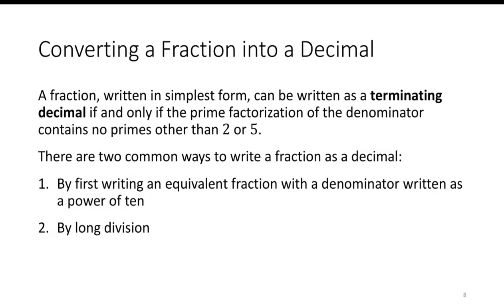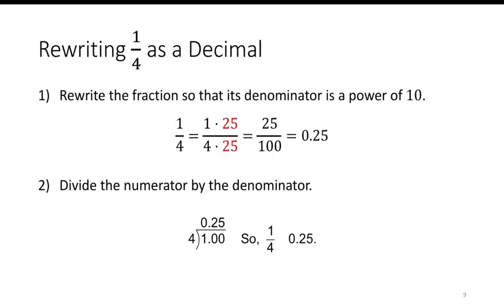There are two common ways to write a fraction as a decimal. One is to write the equivalent fraction with the denominator written as a power of 10, and the second is just by long division. Say I want to rewrite 1/4 as a decimal. I would want to rewrite that 4 as a power of 10, so let's multiply by 25 top and bottom. I end up with 25 hundredths. Another way is to divide the numerator by the denominator. So 4 goes into 1 25 hundredths of a time. So 1/4 is equal to 25 hundredths.